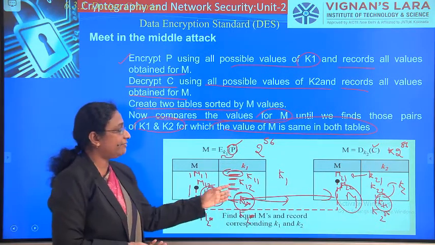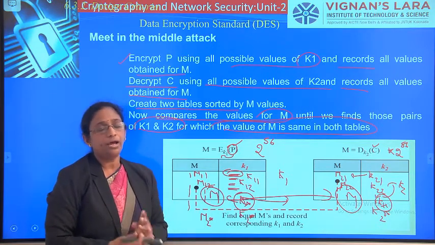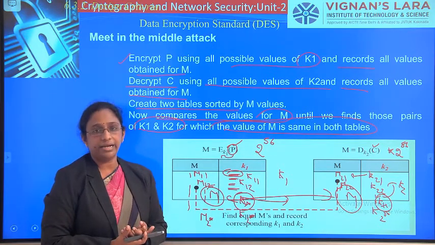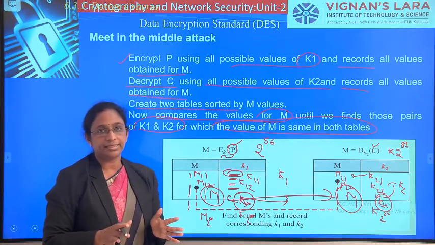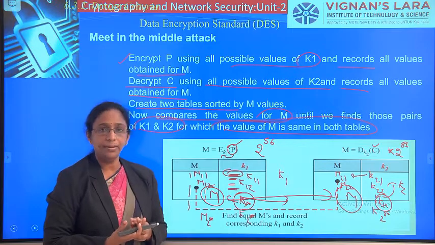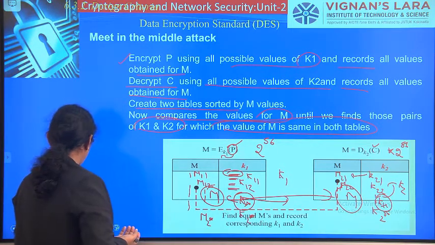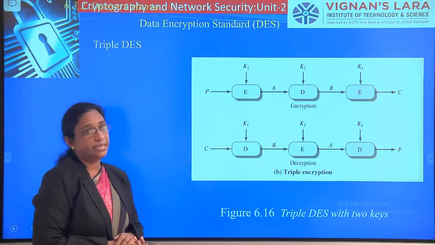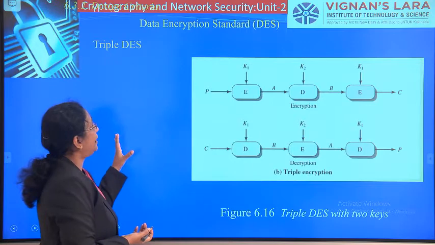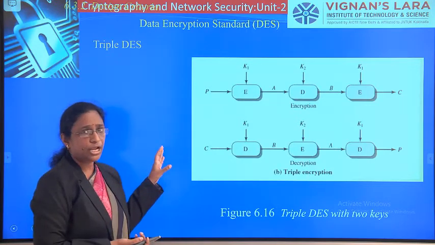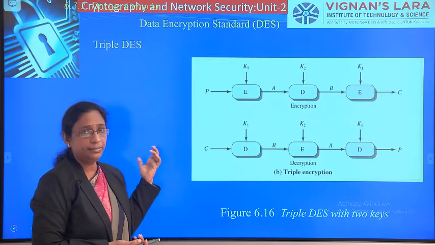So in that way he will be obtaining the keys K1 and K2. Once he gets those keys K1 and K2, he will try to decrypt the ciphertext and achieve the plain text. So that is the meet in the middle attack. To overcome that meet in the middle attack, we have triple DES.